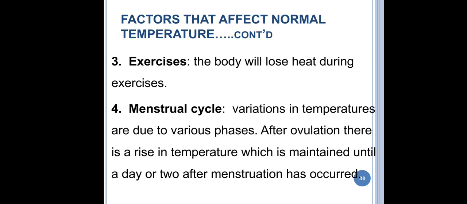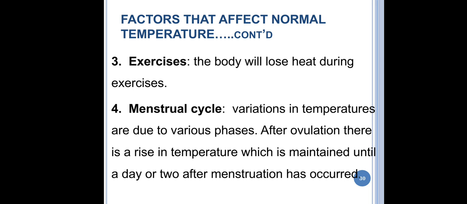Then we also have exercise. The body will lose heat during exercise through sweating, which causes evaporation on the skin. On the menstrual cycle, variations in temperature are due to the various phases. After ovulation, there is a rise in temperature, which is maintained until a day or two after menstruation has occurred.